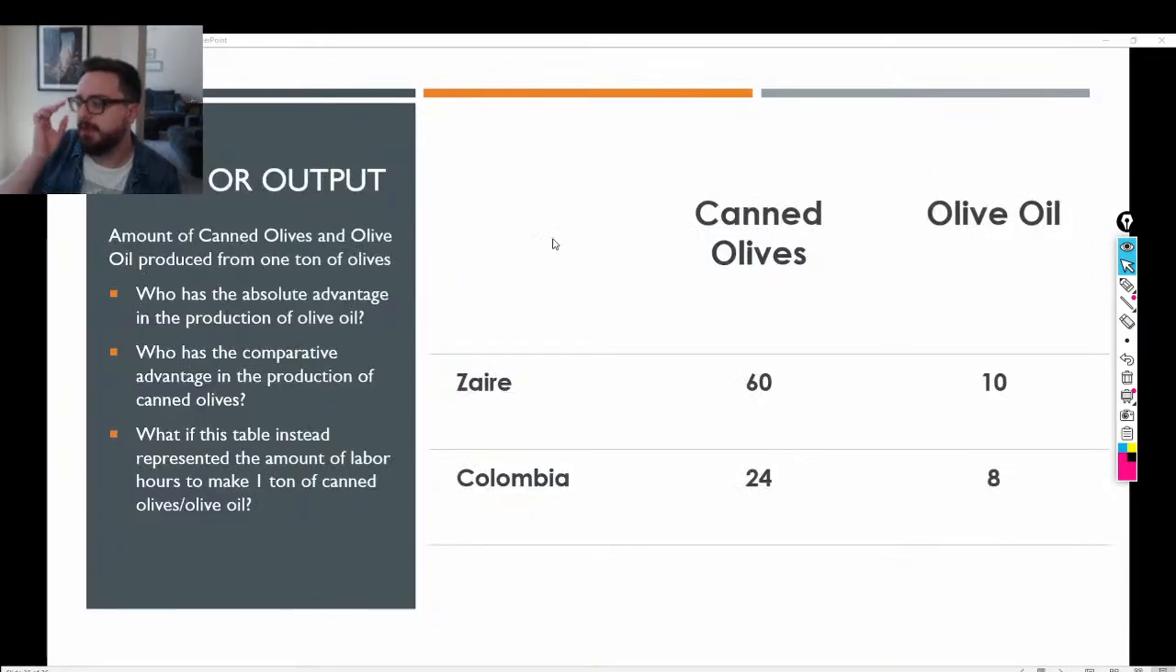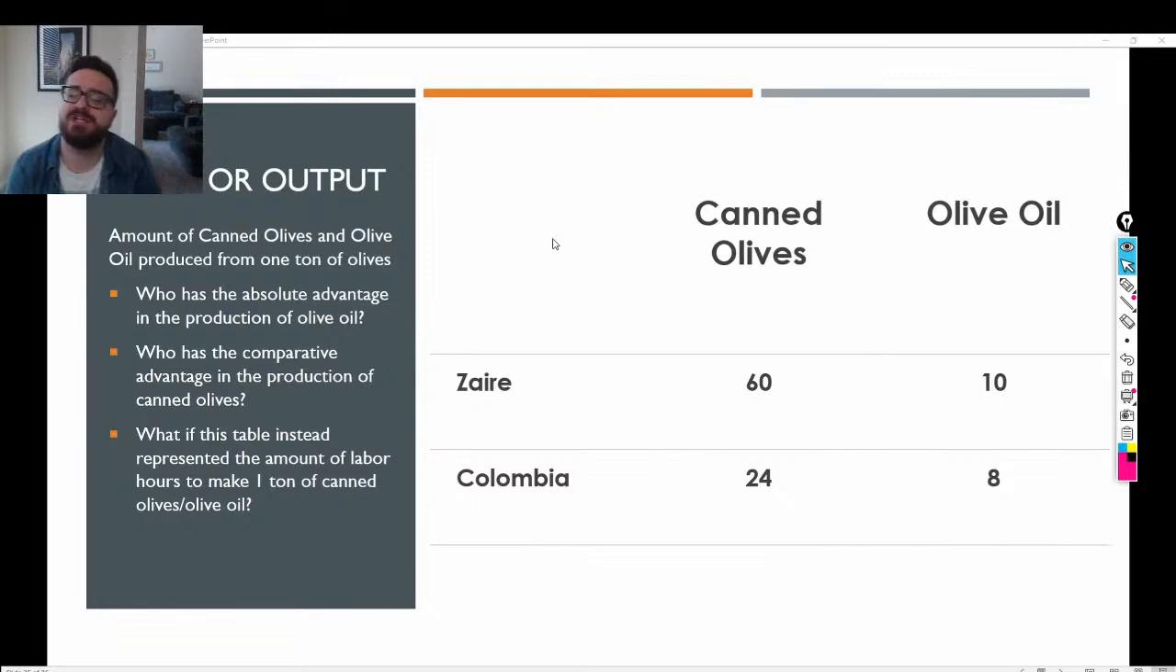So this is an example from my PowerPoint that I use over absolute and comparative advantage, where I have like 55 examples. First things first, I've got Zaire and Colombia, the amount of canned olives and olive oil they can produce from 1 ton of olives. So both countries have a ton of olives. This is what they can make from that. The numbers in the table here are the amount of a thing being produced. Amount of canned olives, amount of olive oil being made. That means it's an output problem.